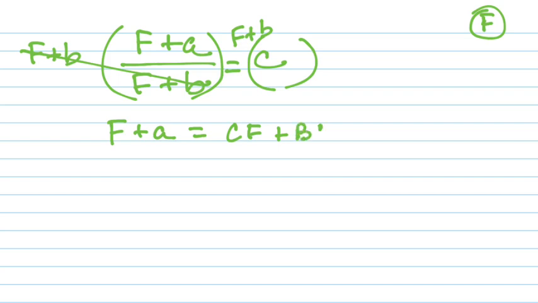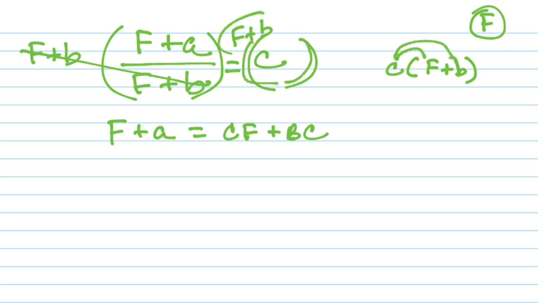bc, right? Or any order you want to. I've reversed the order. I don't want to do that to you. Hold on. So it's the same as just c times f plus b, right? So that's cf plus bc. Because you're distributing, because it's f plus b times the c, right? So it's c times both of those things.